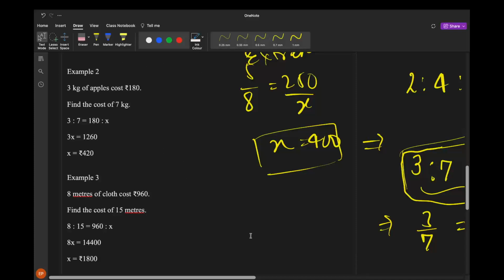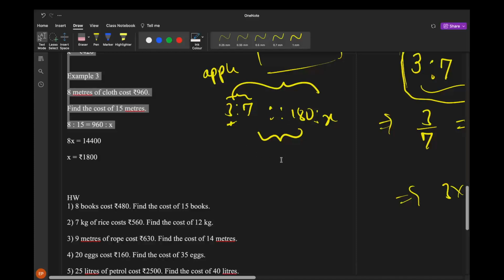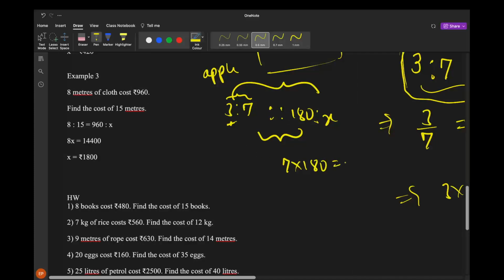Example 2, 3 kg apple. Initially 3 kg apple, next 7 kg apple. This belongs to apple, right? I am writing prices here. For 3 kg how much? 180. For 7 kg, let it be x. Multiply mean terms, multiply extreme terms and equate them. 7 into 180 equals 3 into x. So take 3 to the left side, 7 into 180 divided by 3. 180 divided by 3 is 60, 7 sixes are 420. x equals 420.